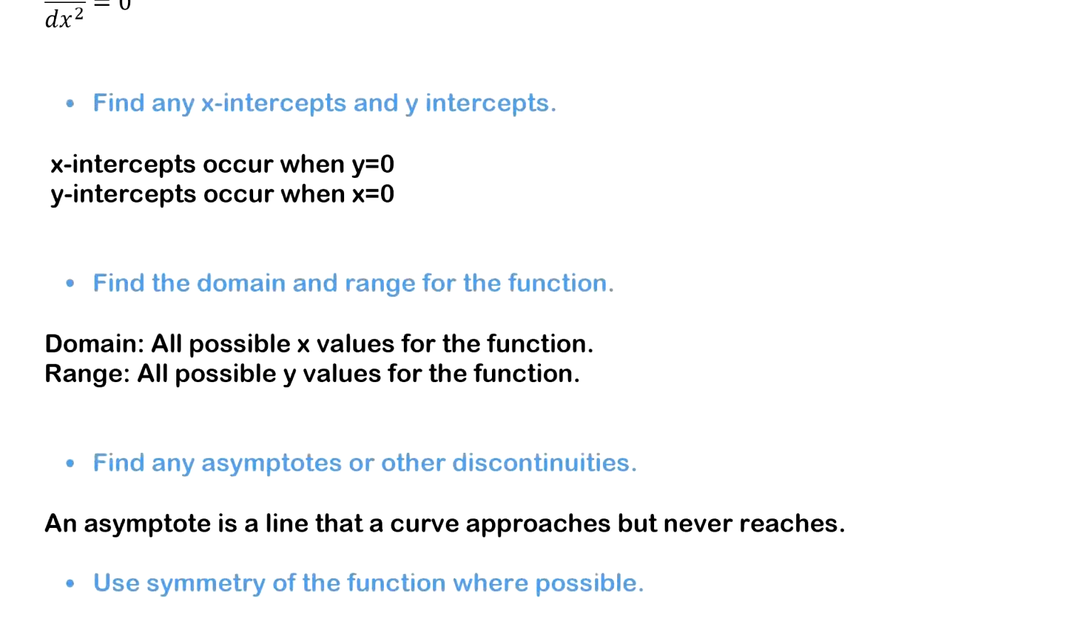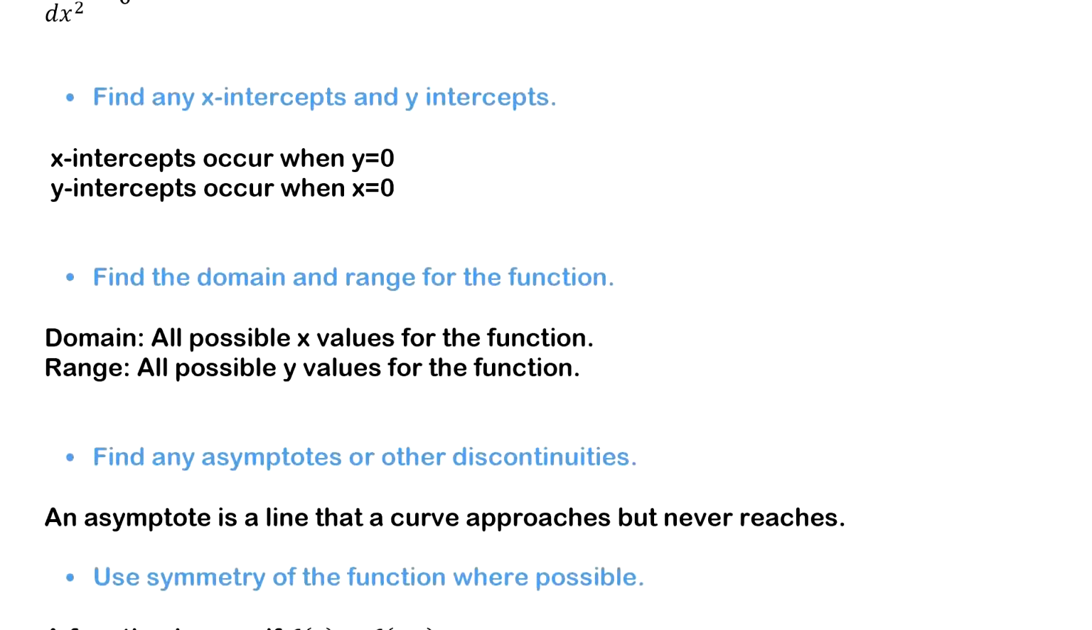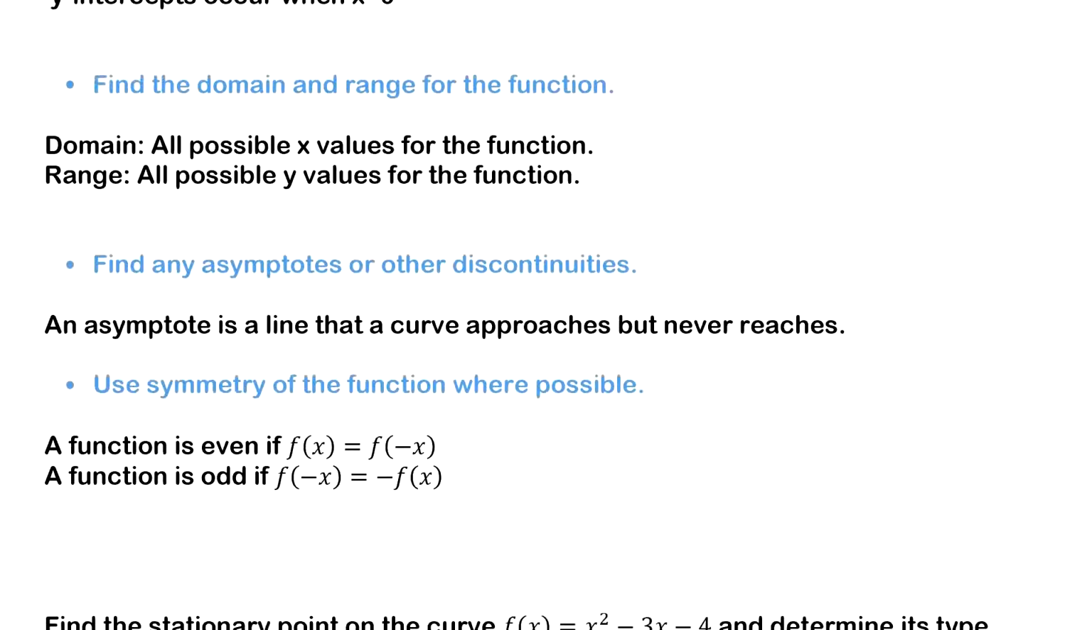It's important to note that some functions will have asymptotes or other discontinuities, so you need to find them. An asymptote, remember, is a line that a curve approaches but never actually reaches. If you've got an axis here and you've got a dotted line coming down here, it's something the curve will eventually get infinitely close to but never actually reach. It's also important to note that you can use symmetry as well. When I talk about this, you need to find if the function's even or odd.